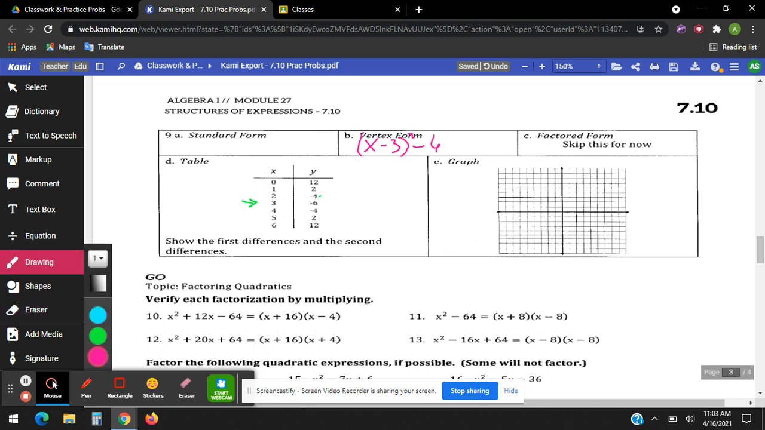So it's (2, -4). 1, 2, 3, 4. (3, -6). There we go. And then 1. Did I still not go over enough? 1, 2.